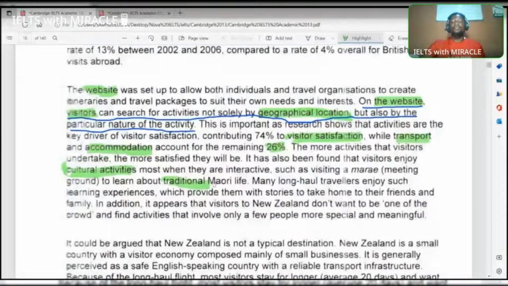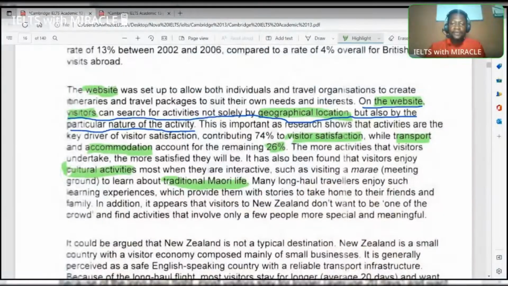Traditional Maori life. So that means our answer should be somewhere around here. All right, let's quickly find it. It has also been found that visitors enjoy cultural activities most when they are interactive, such as visiting a Marae meeting ground to learn about traditional Maori life, right? To learn about traditional Maori life.